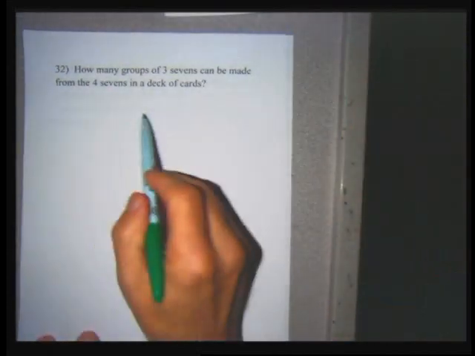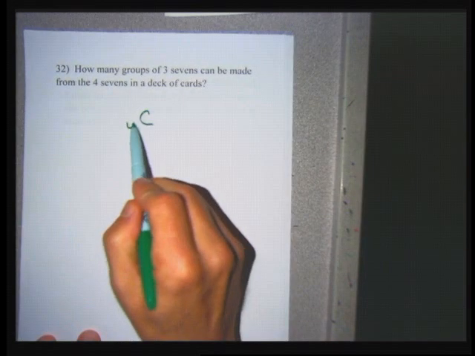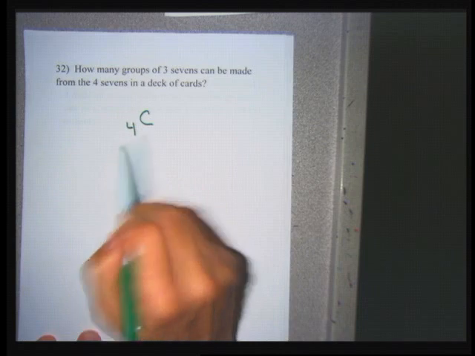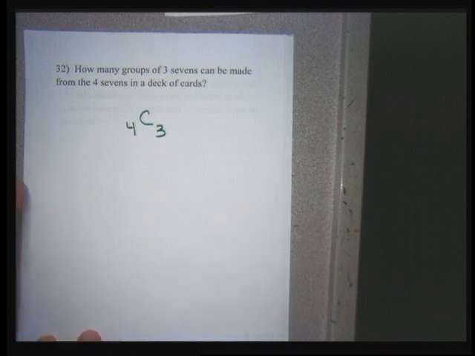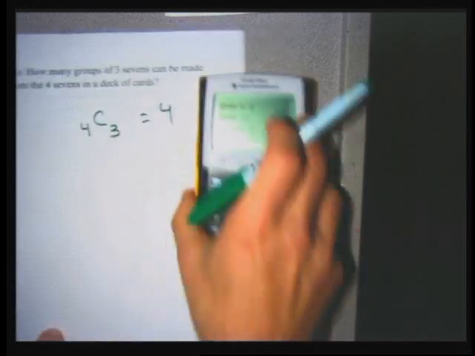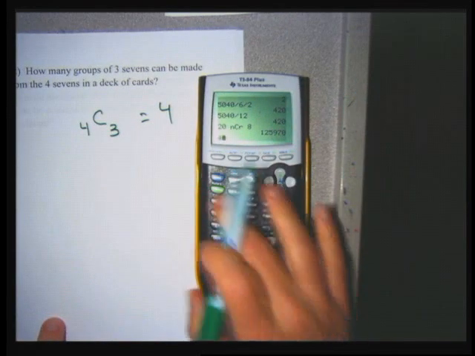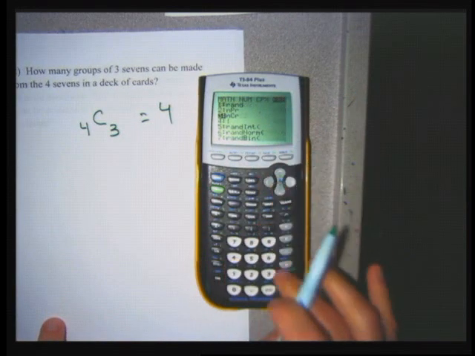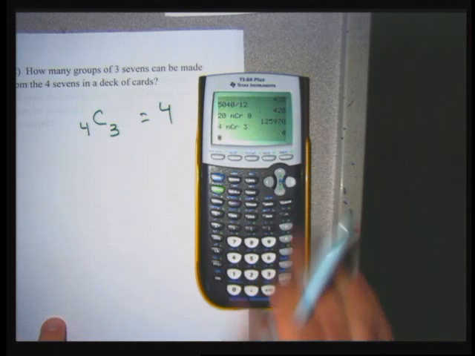32, how many 7s can be made from the 4 7s in a deck of cards? So from the 4 7s, I want to pick 3 of them. I'm assuming that the order I select them in isn't important, just the 3 7s that I pick. And that should be 4, because each time I pick a group, I'm missing 1. 4 math, probability, choose 3, and I get 4.